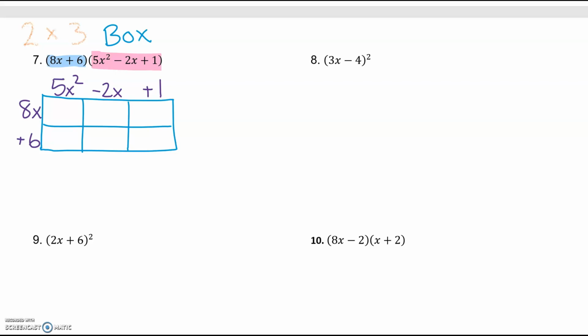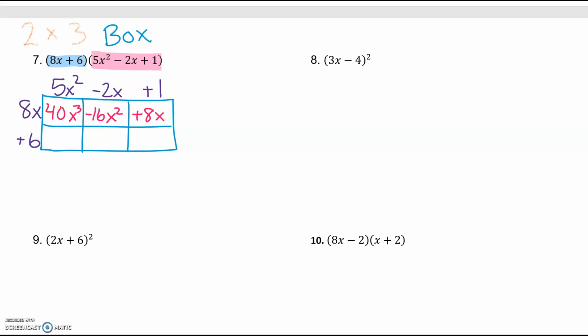So we've got 8x times 5x squared. So this is 40, 8 times 5, and x times x squared. Now I have 3 x's, so x cubed. 8x times negative 2x is going to be a negative 16x squared. And 8x times 1 is a positive 8x. Please don't forget the sign in front of each of those number pieces, because if you don't have the sign, you don't know when you combine the like terms whether it's supposed to be positive or negative.